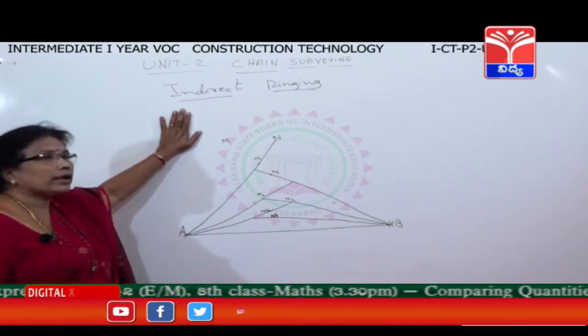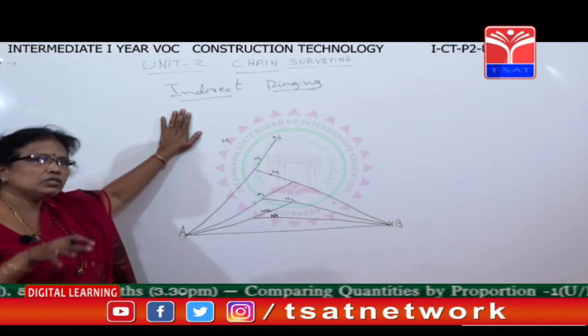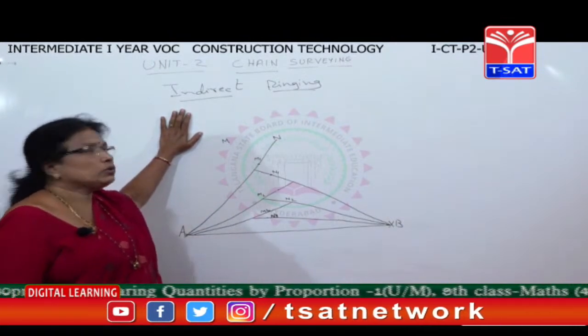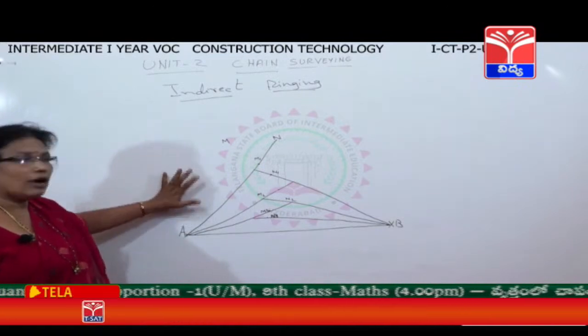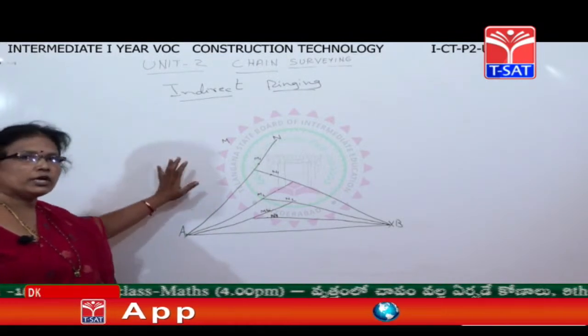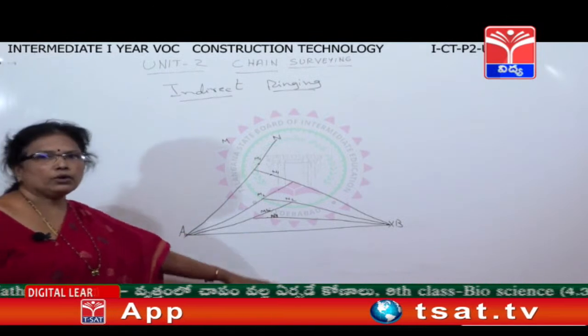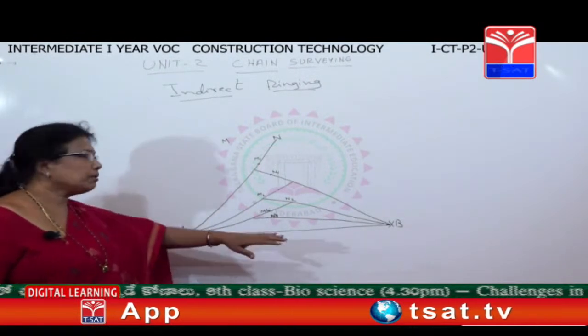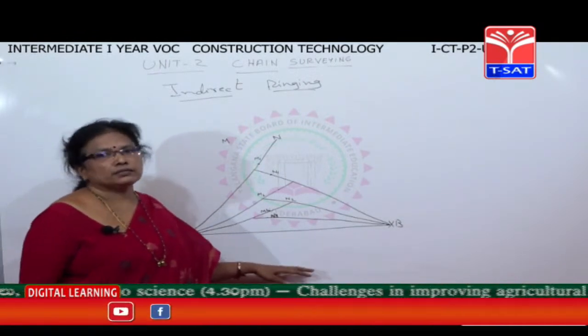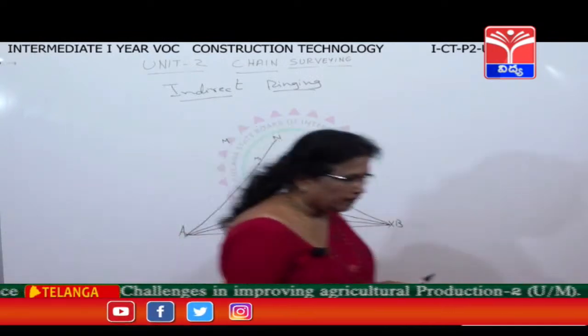First, you have to write what indirect ranging is and in which situation you are going to do it. Then you have to draw this figure. You will be awarded marks for the figure also. Then you write the explanation. This is very simple and you will get it for 6 marks.